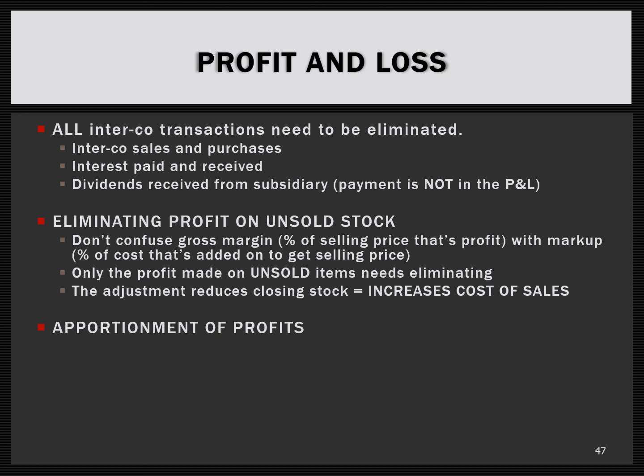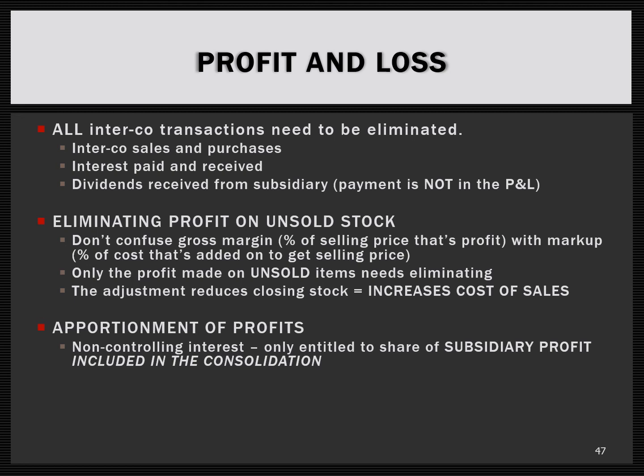The other thing that's important to remember with the apportionment of the consolidated profit is that the non-controlling interest in the subsidiary, those shareholders are only entitled to a share of the subsidiary's profit that's included in the consolidation. Don't make the mistake of working out a percentage of the total consolidated profit. We're only interested in them having a share of the subsidiary's profit, and most importantly, it's the subsidiary's profit that's included in the consolidation, not necessarily the profit that's shown in the subsidiary's profit and loss account.